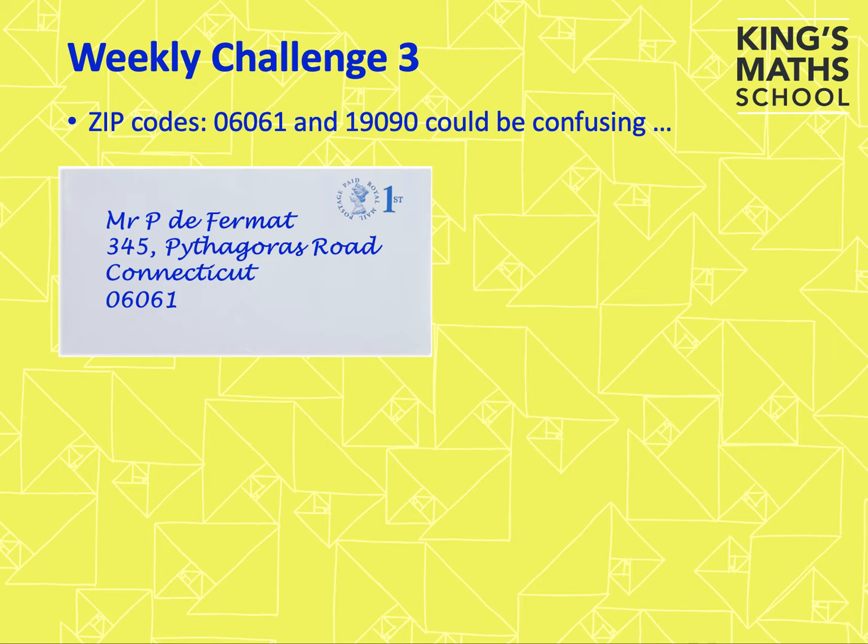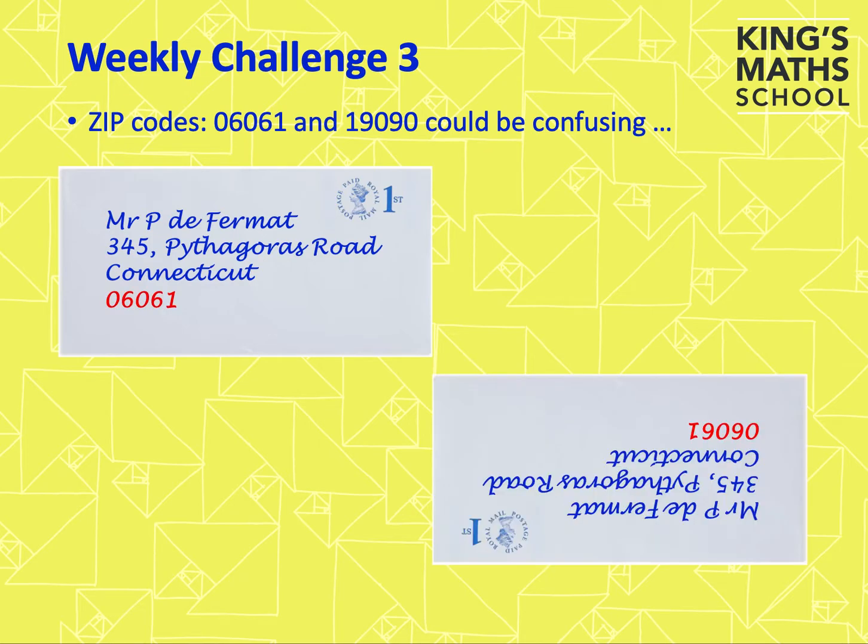The actual challenge was about American postcodes, what are called zip codes. And the idea is that if you write a zip code like 06061, and then for some reason the envelope gets turned upside down, it goes into the machinery the wrong way round, it might look like the zip code 19090, and that might be confusing. So the question is, how many confusable zip codes are there?